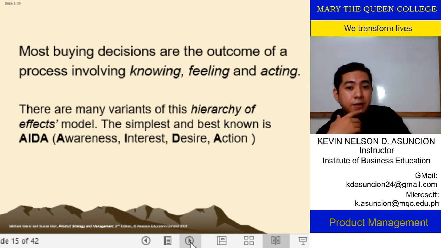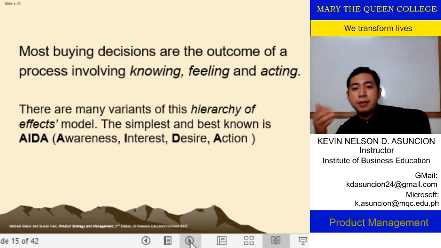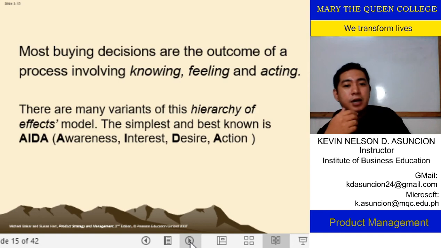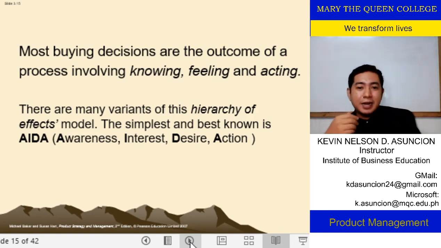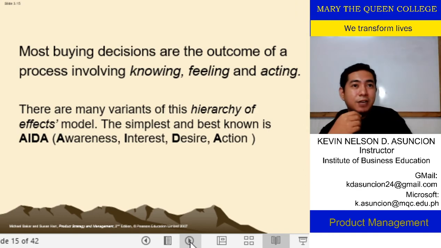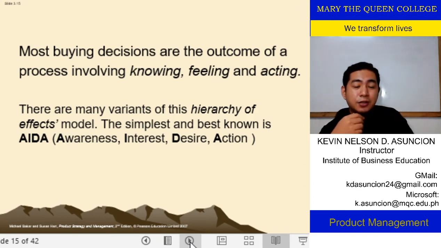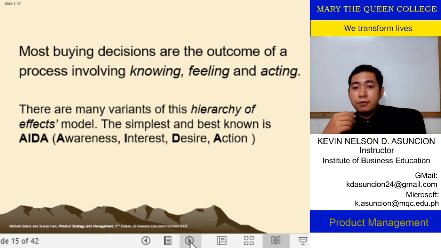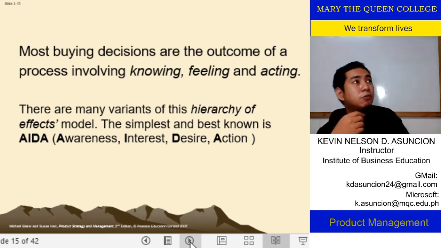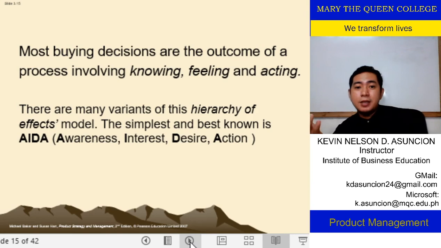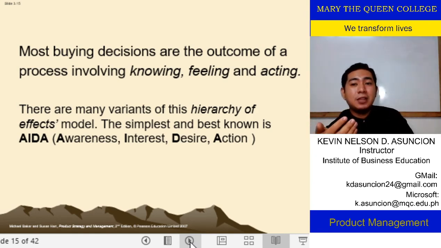So, there are many variants of this hierarchy of effects model. The simplest and best known is the AIDA. Awareness, interest, desire, and action. No? So, please remember this, that marketing involves all of this process of delivering satisfaction. No? So, first thing first, if you want to be successful, you need to make people aware of your product. Next is, you create interest. Not just letting people know your product, but creating interest.